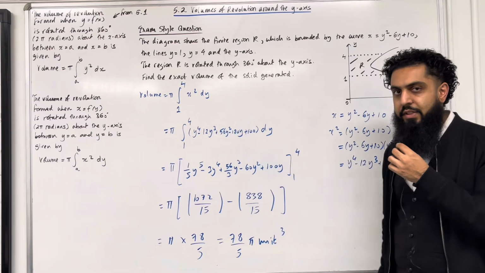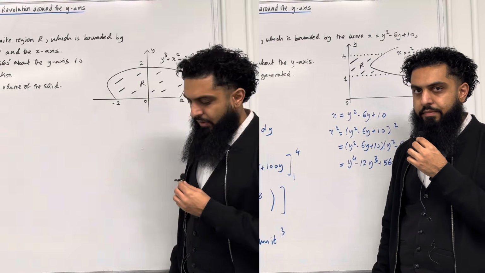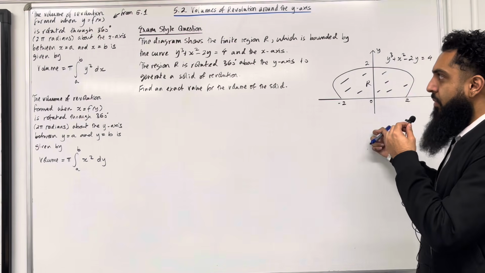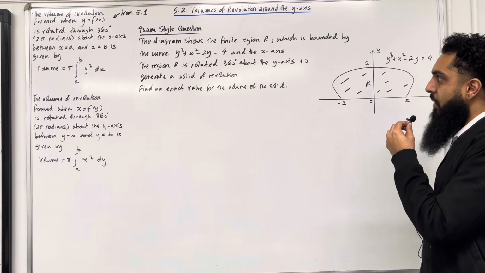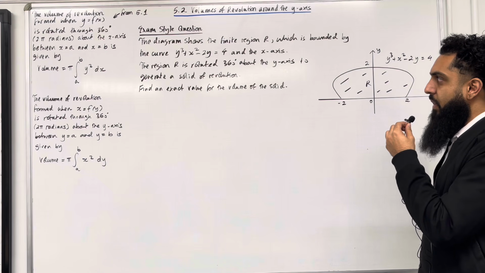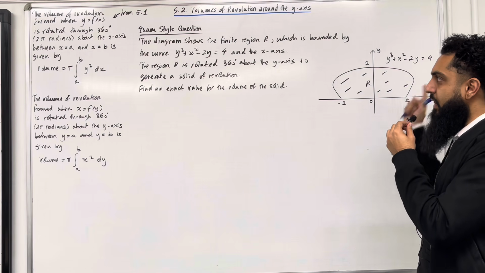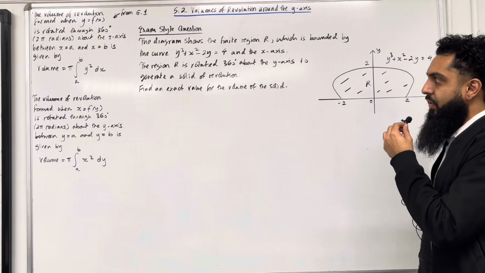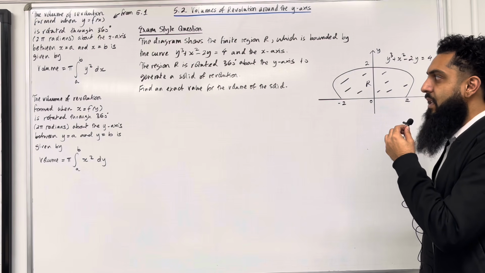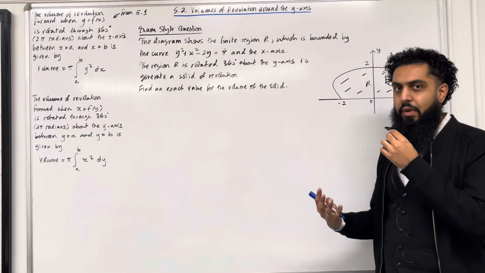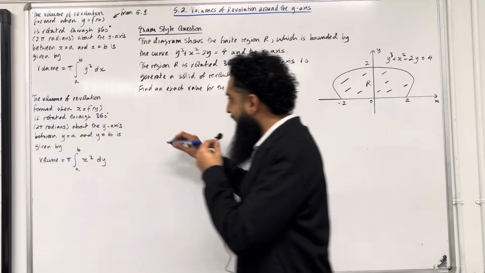Okay, that there completes the first exam style question. Here is the second exam style question. The diagram shows the finite region R, which is bounded by the curve y cubed plus x squared minus 2y equals 4 and the x-axis. The region R is rotated 360 degrees about the y-axis to generate a solid of revolution. Find an exact value for the volume of the solid. Okay, so let's have a look at the solution.